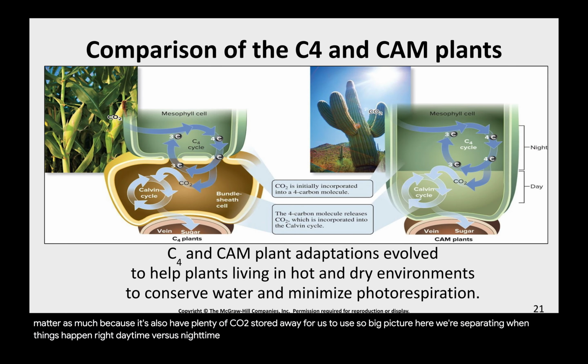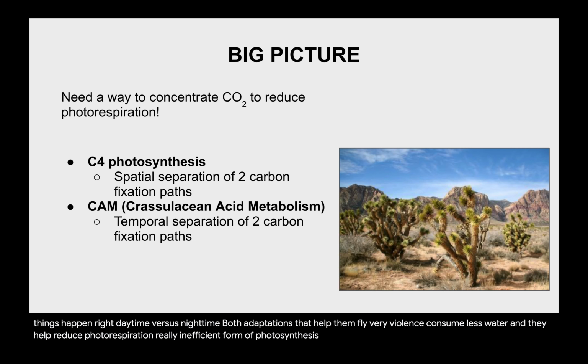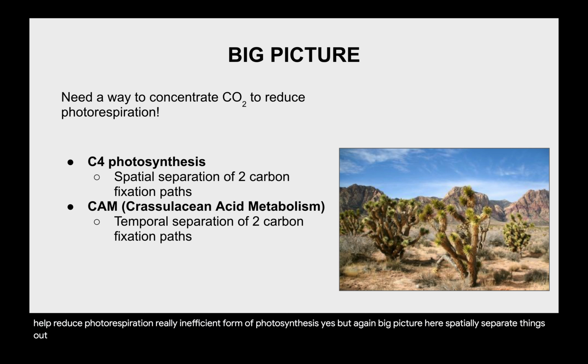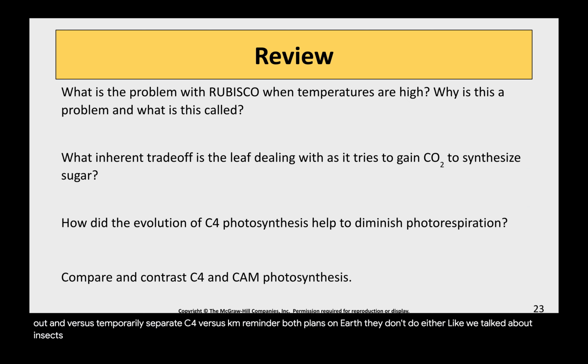All right, so these are both adaptations that help plants live in really dry and arid environments. They help them consume less water, and they help reduce photorespiration, which is a really inefficient form of photosynthesis. But again, big picture here, we're spatially separating things versus temporally separating things. C4 versus CAM. And as a reminder, most plants on Earth don't do either. They are C3 plants. They do regular photosynthesis, like we've talked about in depth. Are there any questions?